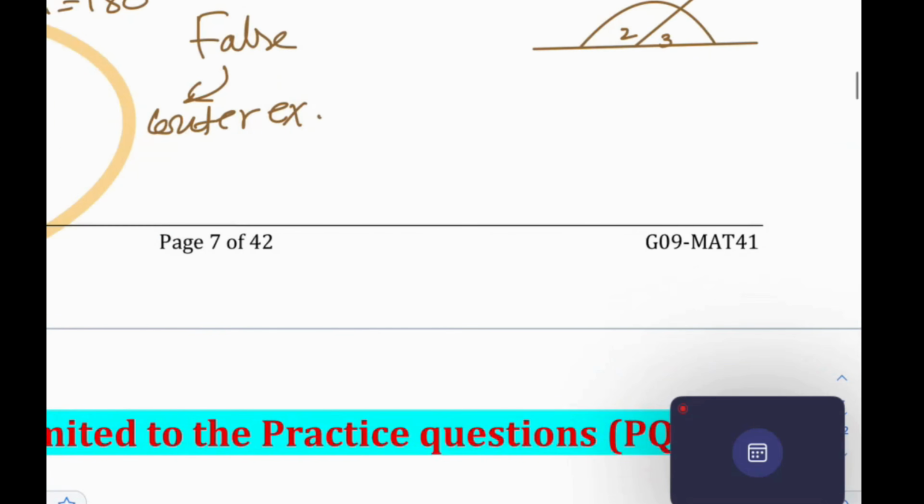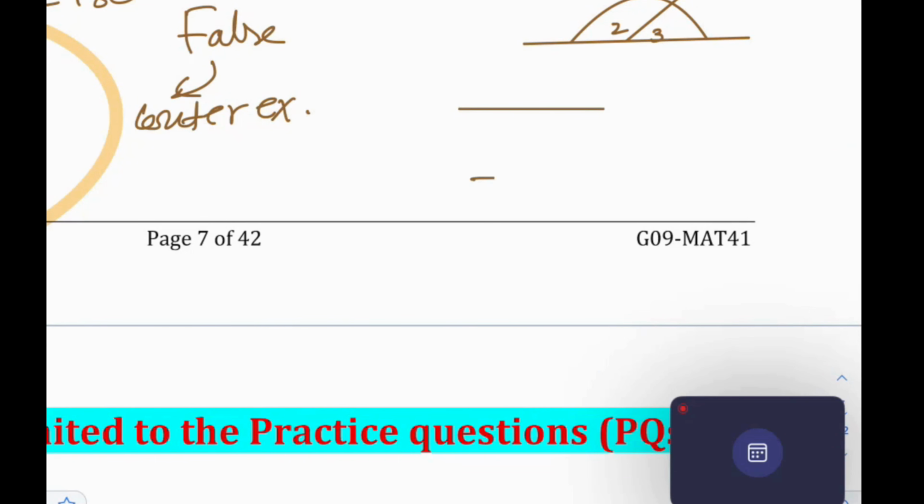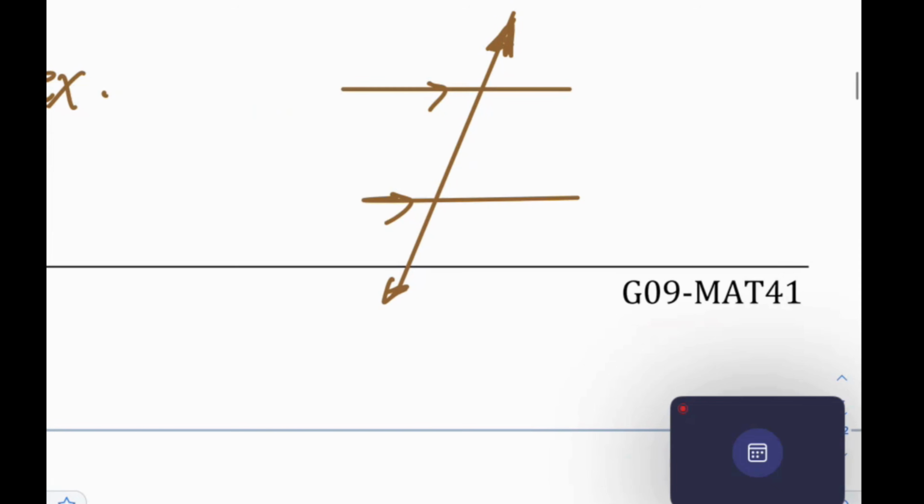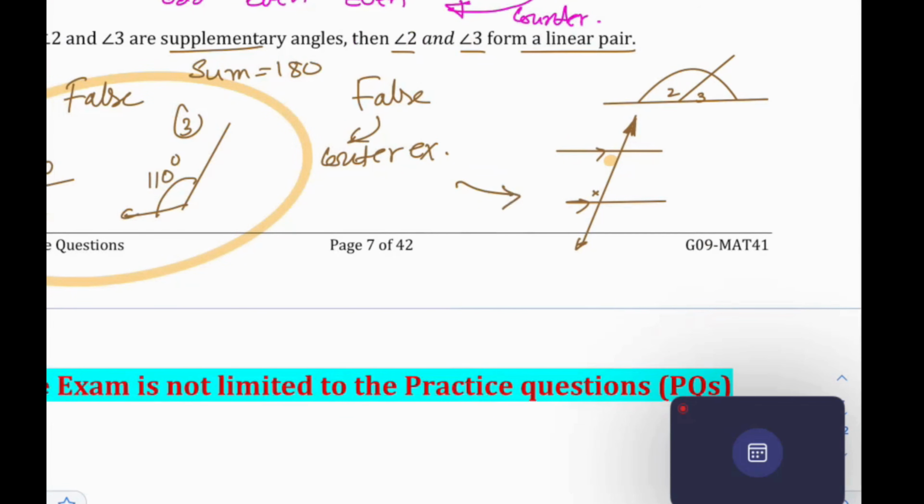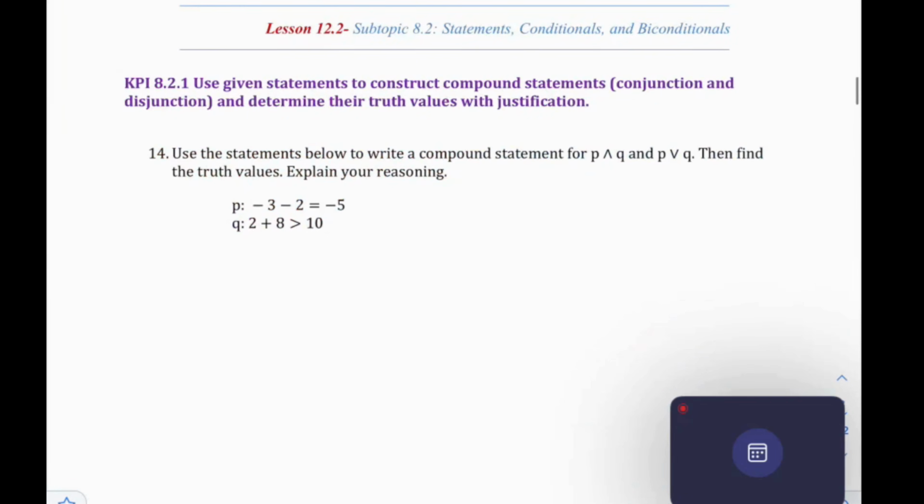We have many. For example, if you have two parallel lines cut by a transversal, then we know that this angle and this angle are supplementary. They are called consecutive interior angles. They are not forming a linear pair, but they are consecutive interior angles, and the lines were parallel, cut by a transversal, so it's not a linear pair. So this is another counter example. You can also consider this another example.